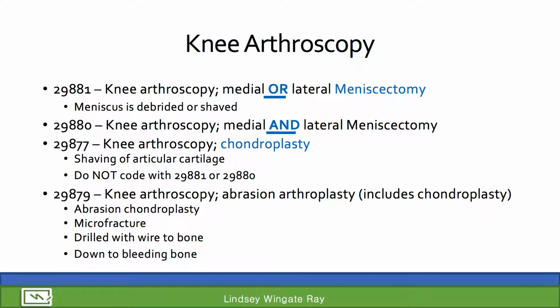29879 is a knee arthroscopy abrasion arthroplasty, sometimes called abrasion chondroplasty. This is when they are using a pick or microfracture to go down to bleeding bone. You will see the terms abrasion chondroplasty, microfracture, drilled with a wire to the bone, or down to bleeding bone. These are good indicators that this code should be used.